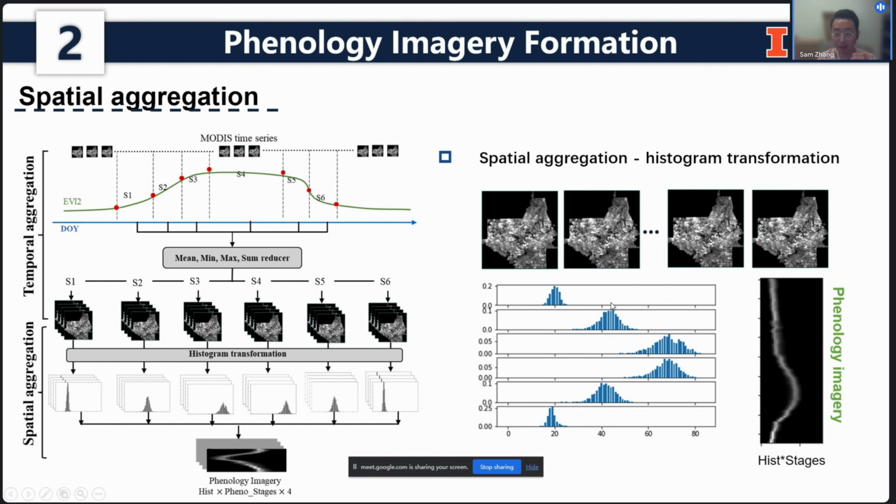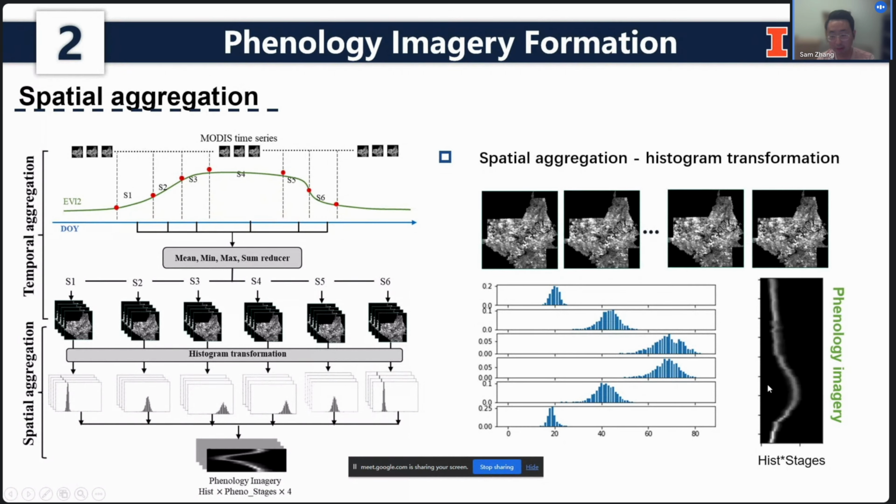Because we have 6 images, we will have 6 histograms. In fact, you can think about each histogram as one vector. So along the time step dimension, we can directly stack those vectors together to get the imagery on the right side. What we call a phenology imagery. So for this imagery, there are 2 dimensions. One is the histogram dimension. Another is the growth stages.